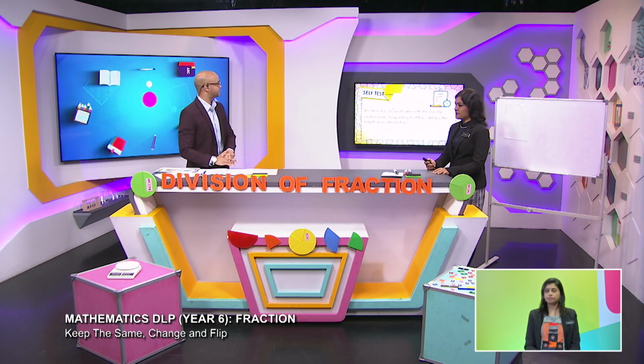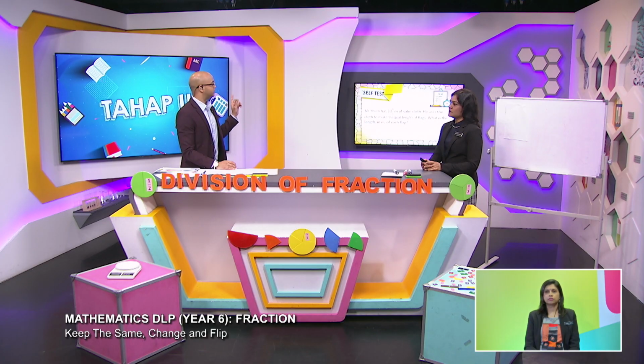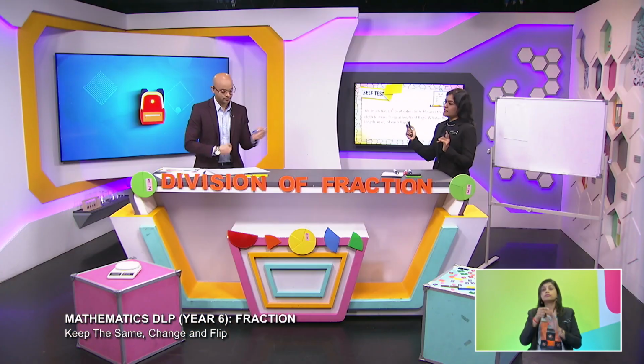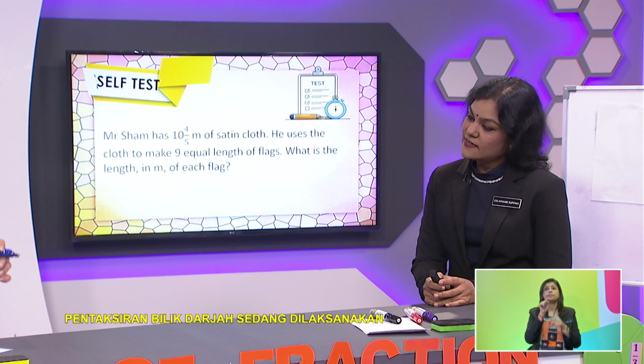Mr. Sham has 10 and 4 over 5 meters of satin cloth. He uses the cloth to make 9 equal lengths of flags. What is the length in meters of each flag? So it looks like what we need to do is divide. So 10 and 4 over 5 meters divided by 9. Yes, you're right, because the keyword is each flag. When they ask for each, you have to divide. So what are you going to divide by here? 9.